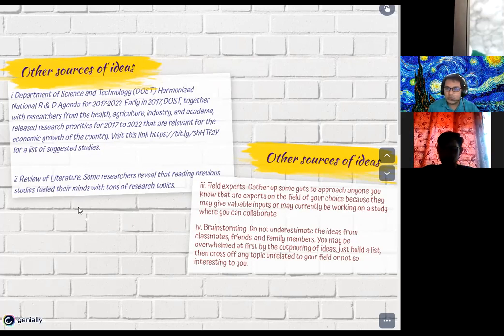When you say review of literature, these are the articles, the previous studies conducted, the journals. Some researchers reveal that reading previous studies fueled their minds with tons of research topics. Ganoon naman talaga, di ba? In order for you to come up with a good topic, you should read, read, and read. You can surf on the internet, read previous studies done, read articles, series or numerous articles, kung saan pwede ka makaisip ng topic na interesado ka.